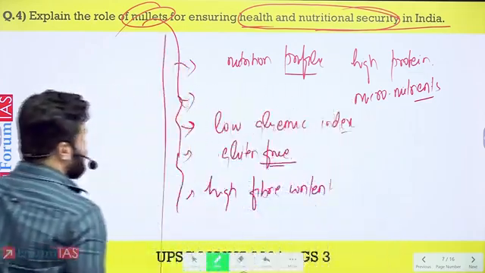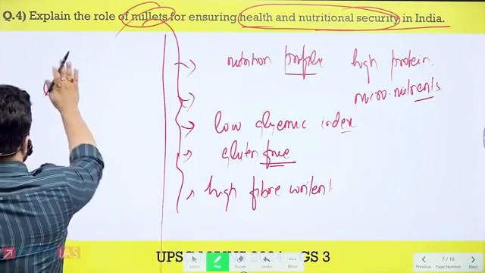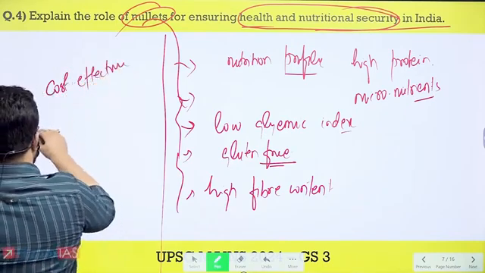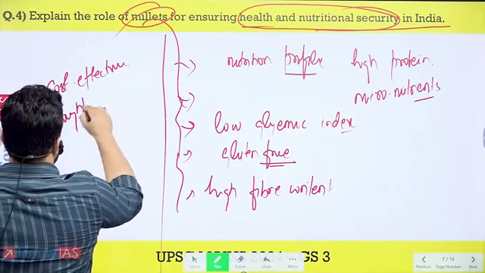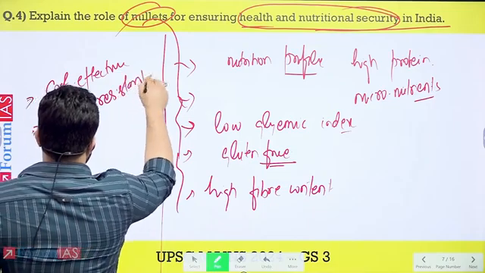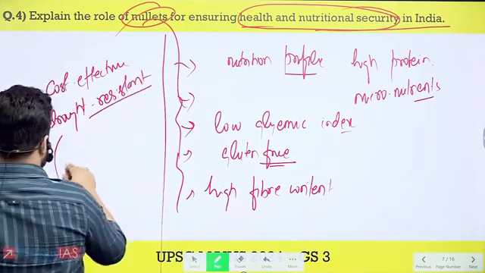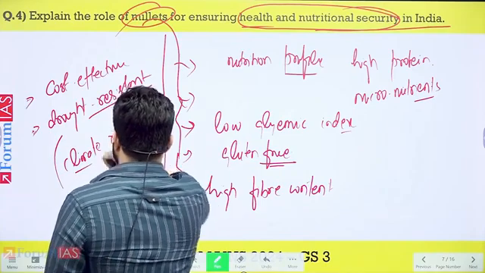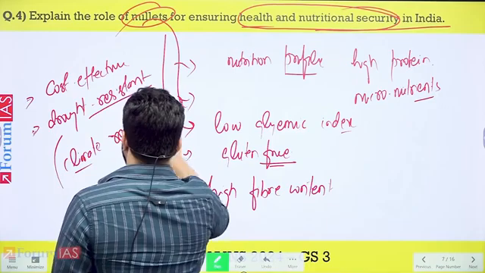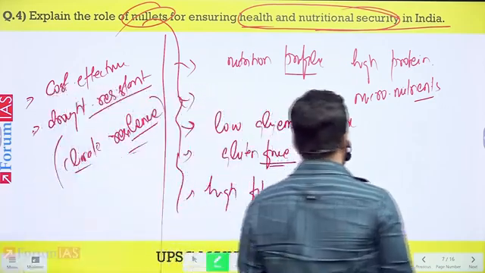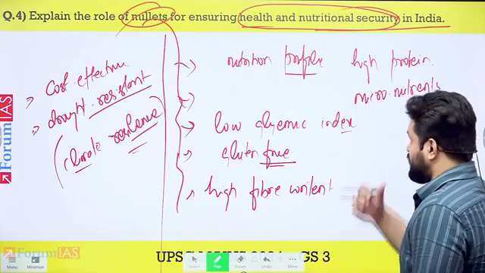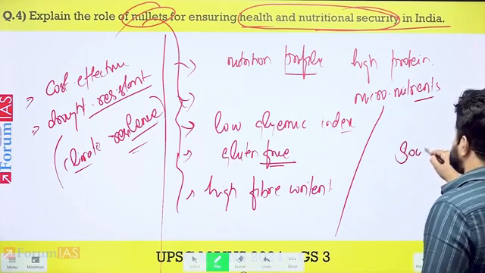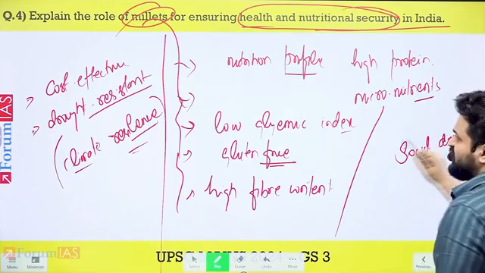Apart from that, low cost, so you can say that these are very cost effective. Then drought resistant, so the climate resilience angle is included in this. Climate resilience. Then part of local cuisine, so the social dimension of this, this is the environmental dimension.